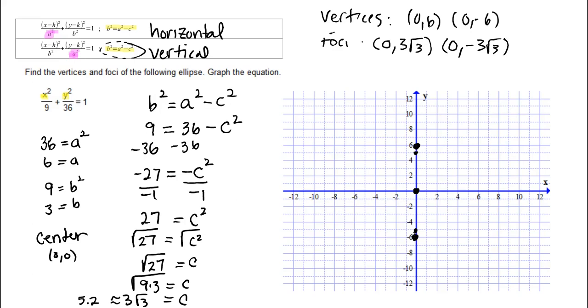Then I'm going to use the value of B to show how wide this ellipse is. So B is 3. So I'll go 3 units away from the center, left and right. And now I can sketch the graph of the ellipse, passing through the vertices and the minor vertices.